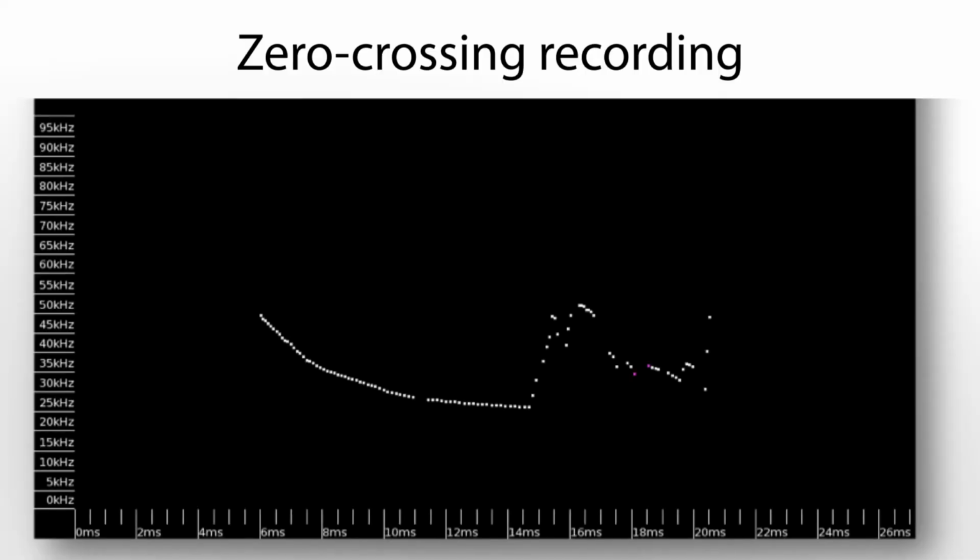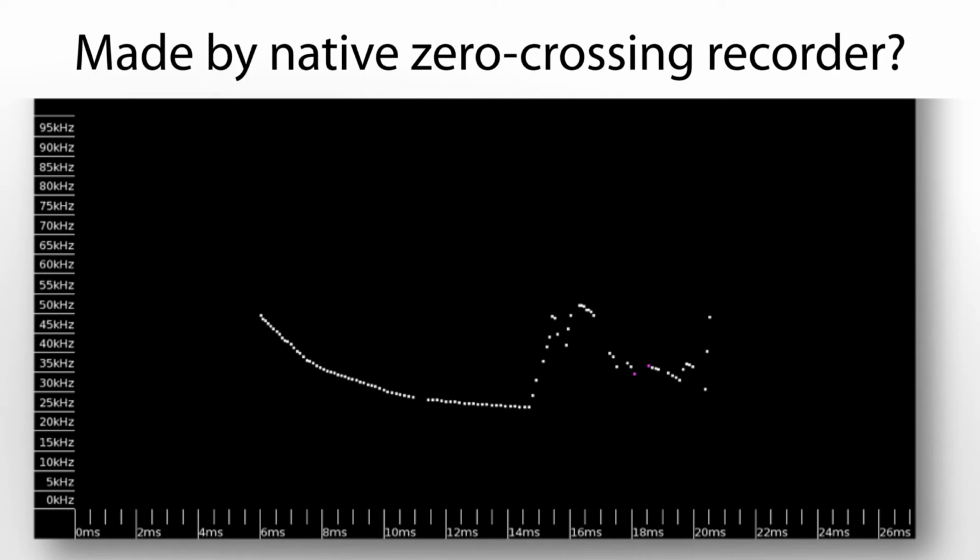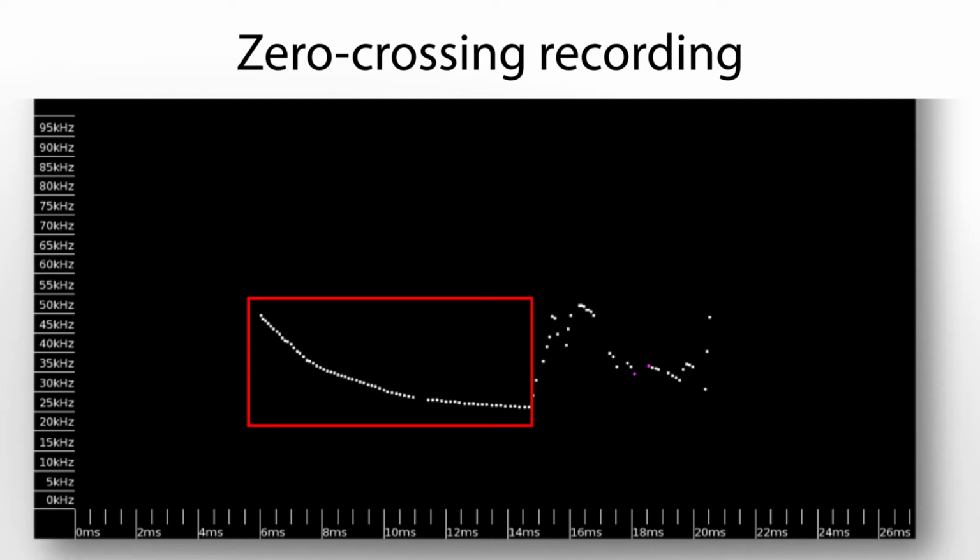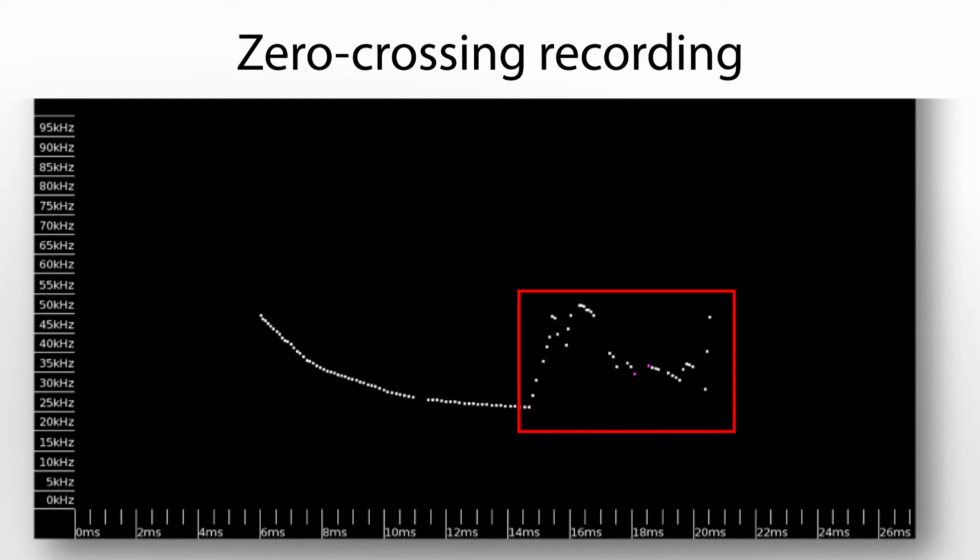Here is a zero crossing view of a BAT call. Some ultrasonic recorders only create zero crossing files, so if this file had been created by a native zero crossing recorder, this is what would have been captured. You can see the beginning of the zero crossing recording does look like a BAT call, but towards the end of the call, the zero crossing dots appear to jump all over the place. What is going on here?